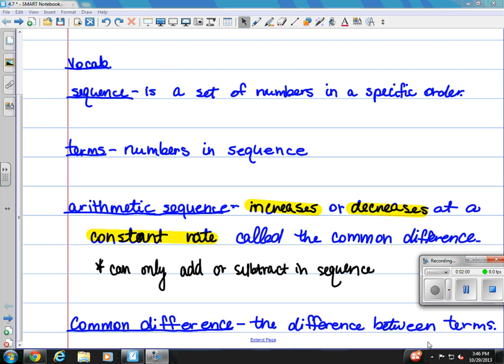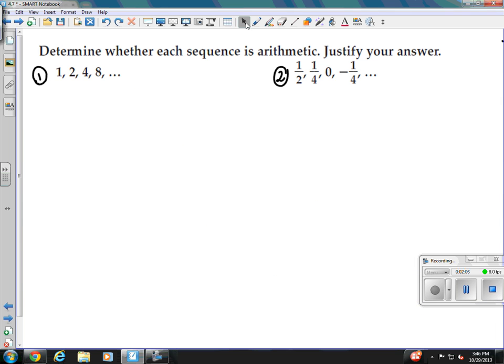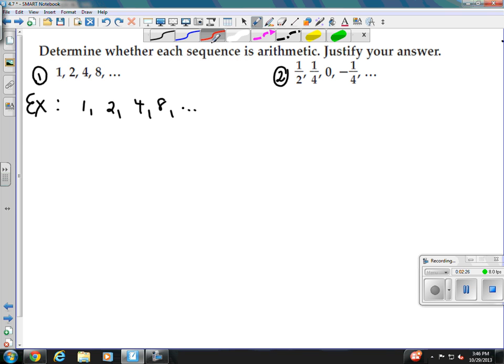All right, now that we have our vocab, let's go ahead and look at a couple of examples involving sequences. Our first example asks us to determine whether each sequence is arithmetic and to justify our answer. This one is 1, 2, 4, and 8, and then it shows it continues. The easiest thing to do is to figure out the difference from each term to the next.